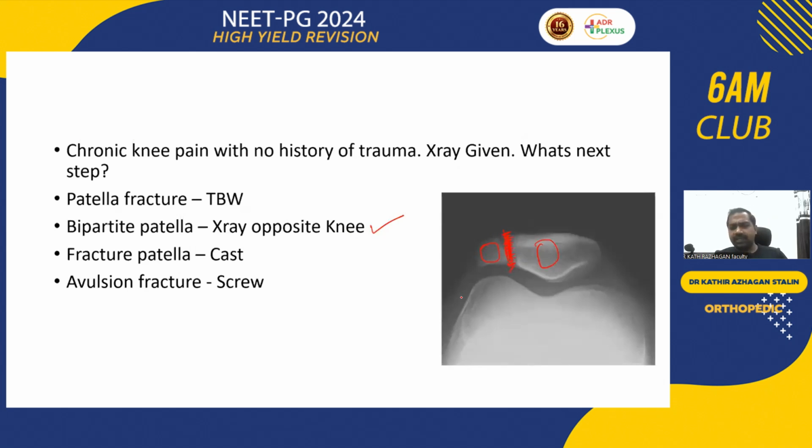And what is this view called? Skyline Merchant view. That again is a question. Okay, Skyline Merchant view. And what if the patella in this view is here? Instead of the center, the patella has moved this way. What is the diagnosis? If it is a fracture, fracture. If it is a line alone, bipartite. Why I'm asking is, this image was given for a long time. Yes, it is patellar instability.